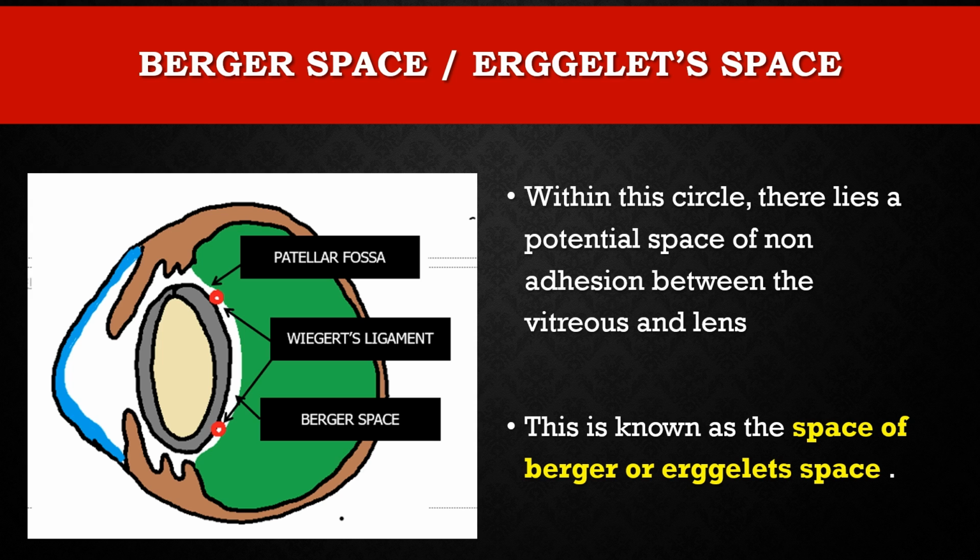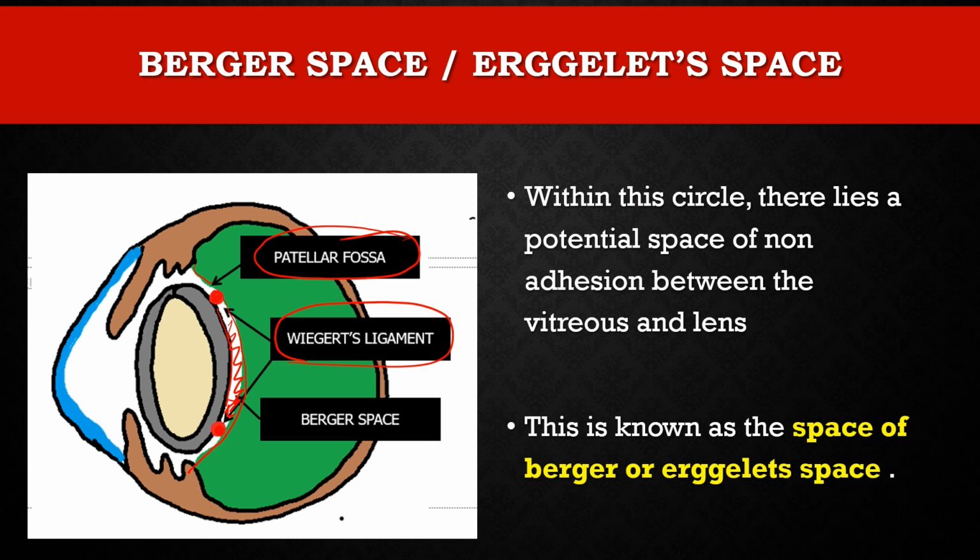Again, let's try to understand this from this diagram. Here you have the vitreous. The vitreous has an anterior depression, and that anterior depression in which the lens sits is known as the patellar fossa. Then over here you have the circumferential attachment between the vitreous and the posterior lens capsule, which is known as the Weigert ligament or the Egger's line. Between the Weigert ligament and the posterior lens capsule, there's a potential space, or you can say that the Weigert ligament is actually dividing the patellar fossa into an inner space and an outer space, and that inner space is known as the Berger's space, right?